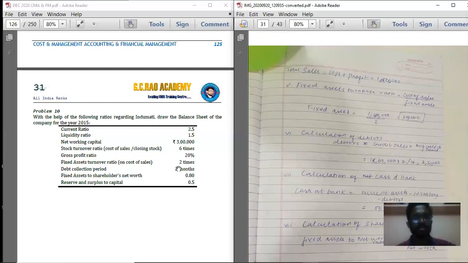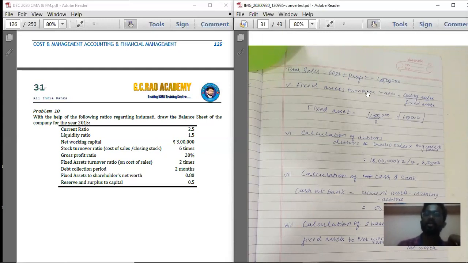Now fixed asset turnover ratio is 2 times. We can easily find what is fixed asset using this because we know what is cost of sales, that is 12 lakhs. So below that, point number 5, fixed asset turnover ratio is equal to cost of sales divided by fixed assets. So fixed assets is equal to, see here we know what is fixed asset turnover ratio and what is cost of sales.